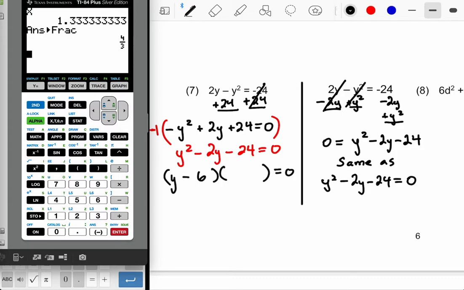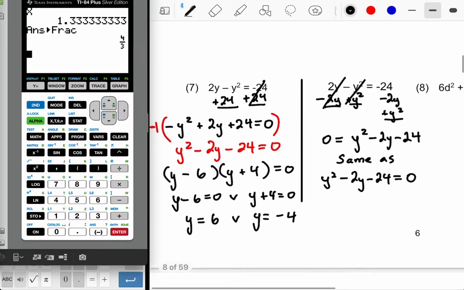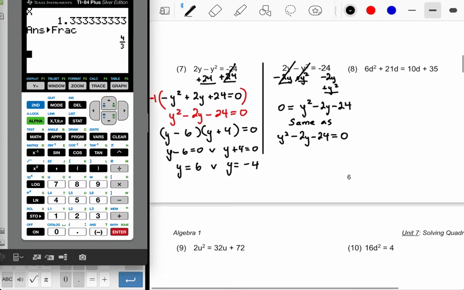Y minus 6, y plus 4, set each factor equal to 0, and solve, and you get y equals 6 or y equals negative 4. All right. So not too bad once you get it into the appropriate form, but people tend to get thrown off by the negatives.